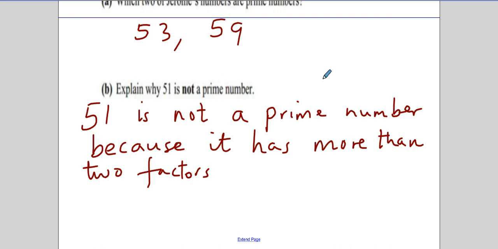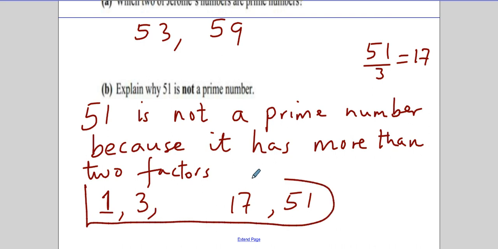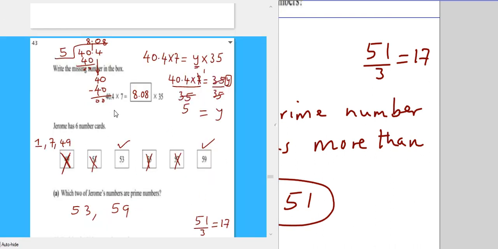Okay, and these factors, you can put them here, that we have 1 and 51 itself, and then you will have 3. What is 51 divided by 3? That equals 17. See that? 17. Right? So these are factors of 51. That is why 51 is not a prime number, because it contains more than 2 factors. Okay, let us continue.